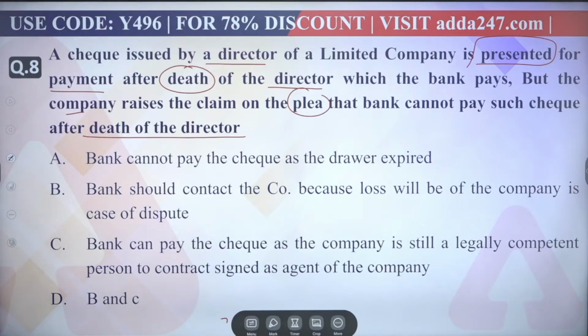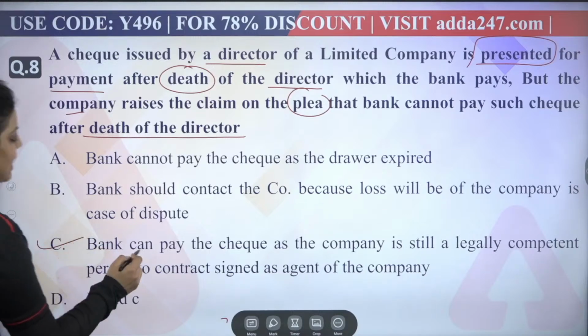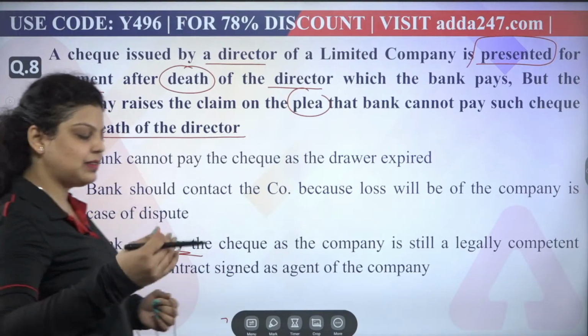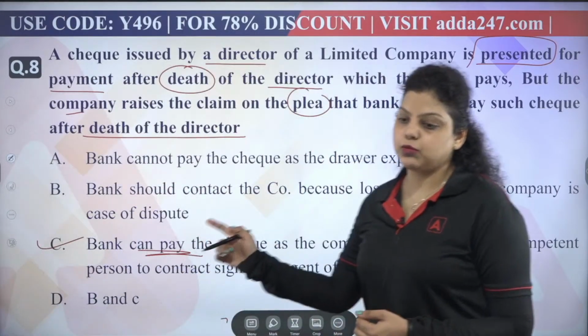Yes, correct. The right answer will be C, that the bank can pay the check as the company is still a legally competent person to contract, signing as an agent of the company. So the right option will be C.